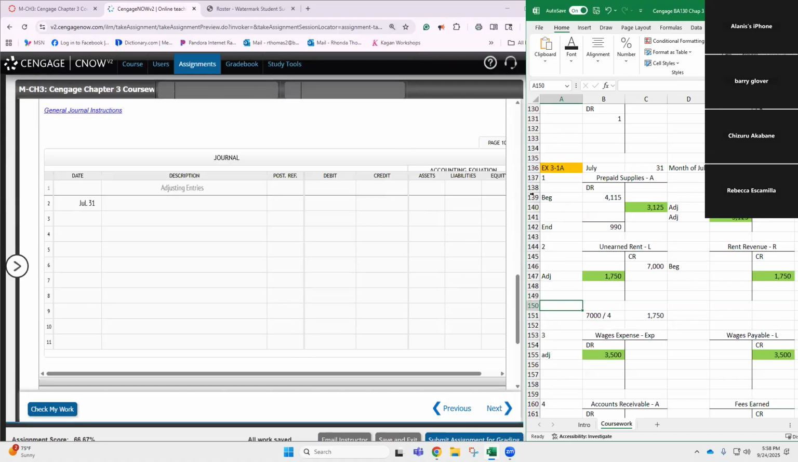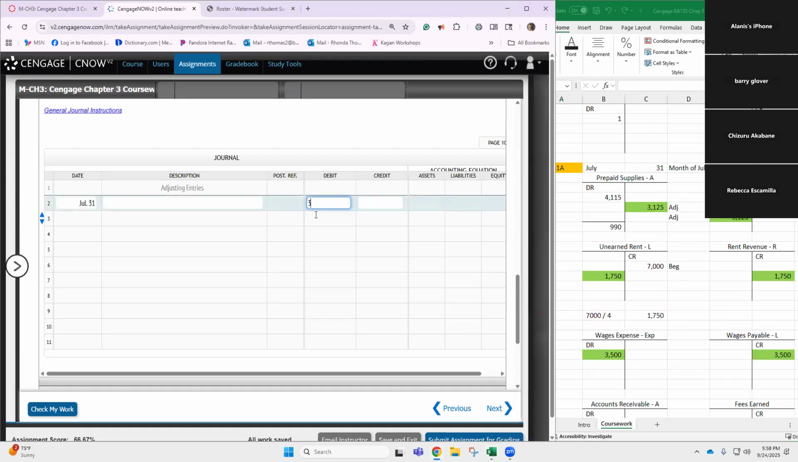Yeah, don't worry about these three columns over here. This is just going to show you what the effect is going to be. So the good news is my debit is 31.25 to supplies expense. Let's put it in. Supplies expense. Okay, it's a debit. And there is no way to tell it what the account number is, so we don't have to do anything with that. Now, what are we crediting? We're crediting the supplies asset account, 31.25.